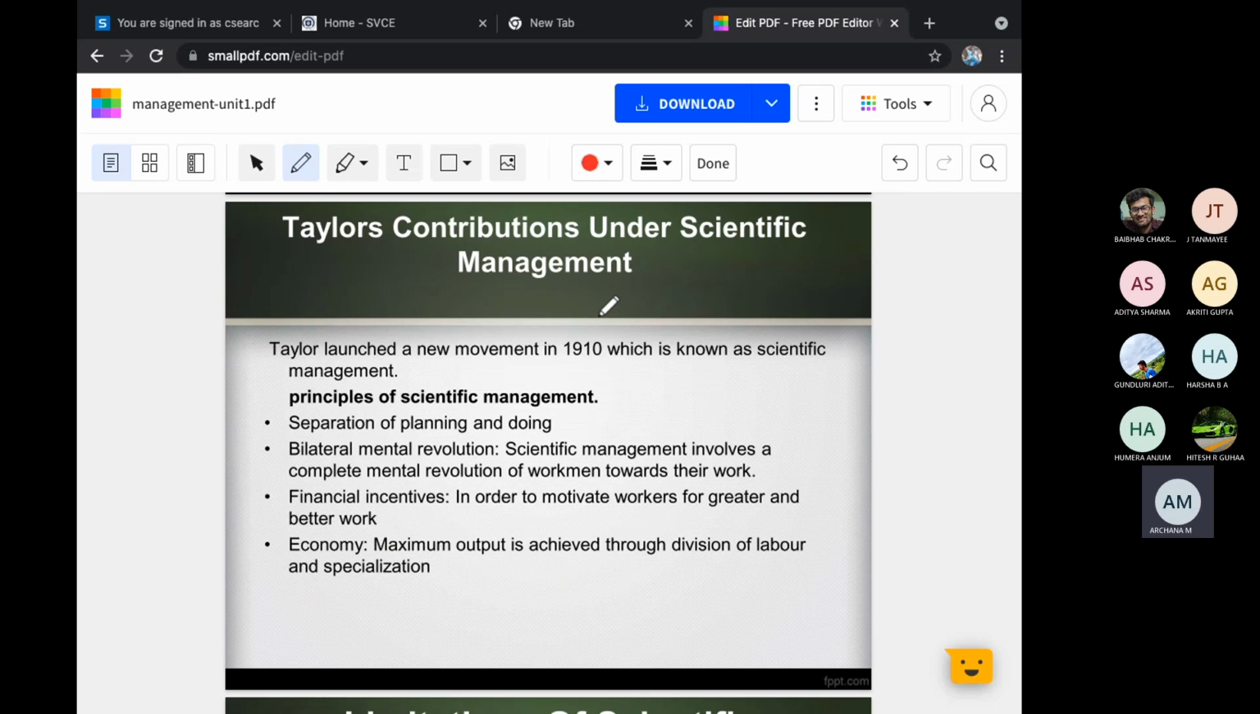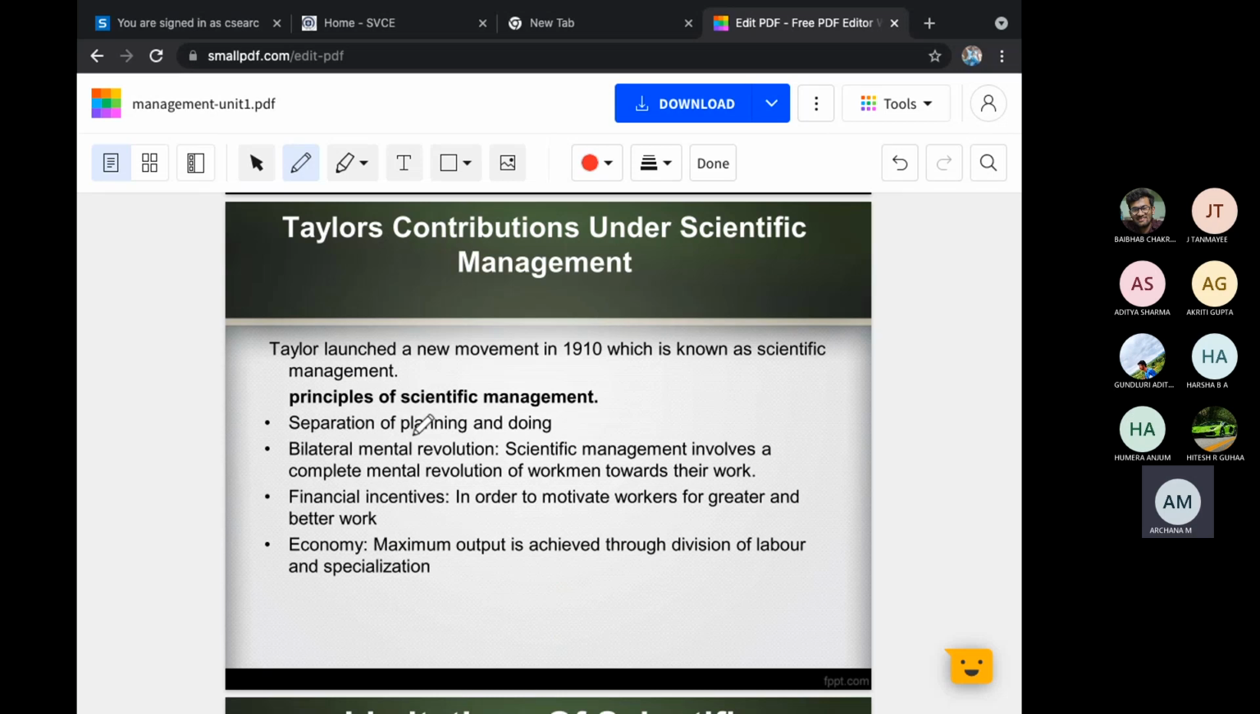So Taylor launched a movement in 1910 which is known as scientific management. How a businessman can involve this scientific approach in his business and how he can get a good profit from his business, he gave those ideas to the business people. In 1910 he gave this. So what are the principles of that?